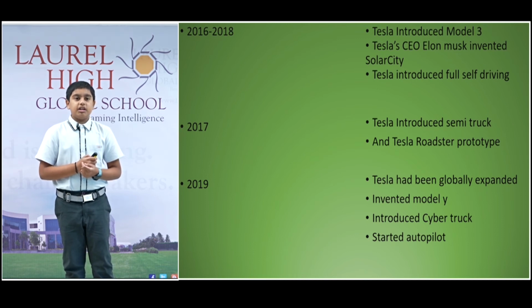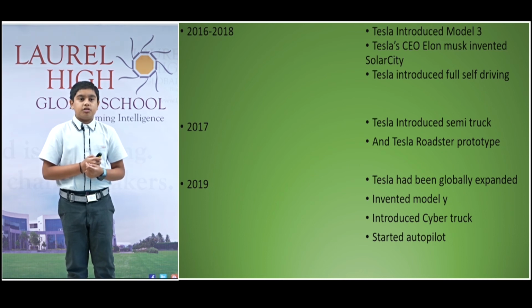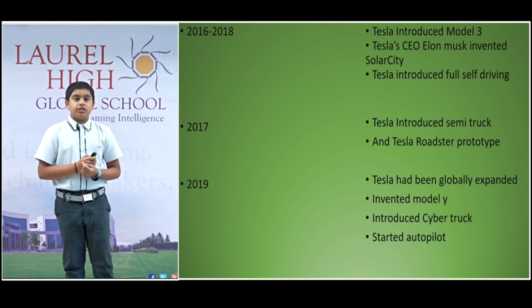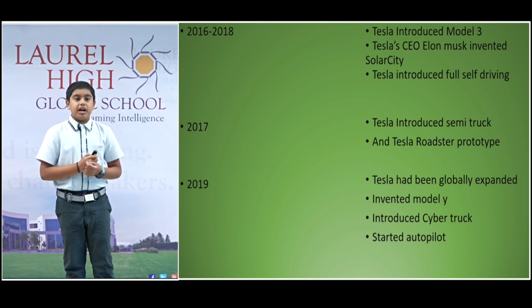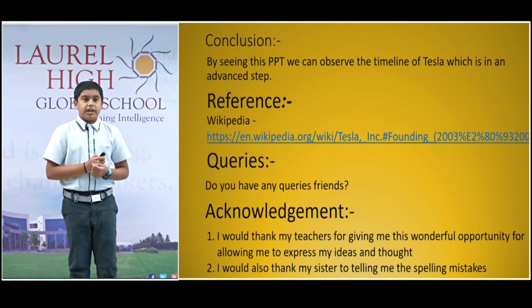2017, Tesla introduced the Semi truck, which is an electric truck that can carry so much load. And the Tesla Roadster prototype, which is yet to be manufactured. 2019, Tesla had been globally expanded, and it also introduced Model Y and Cybertruck, and it started autopilot.